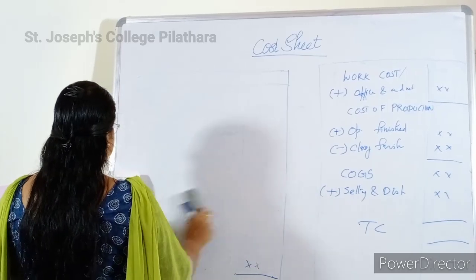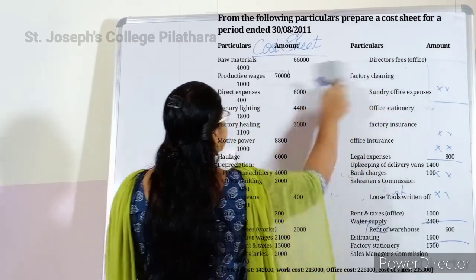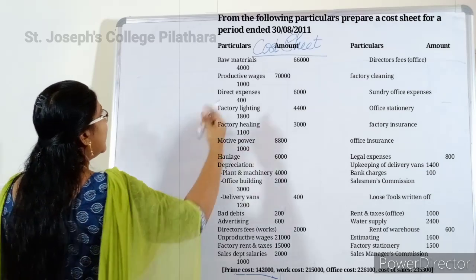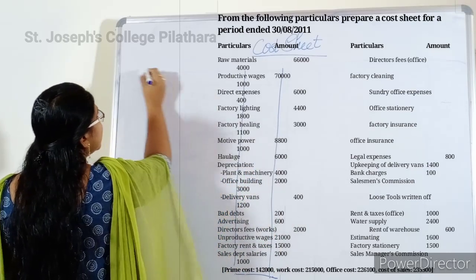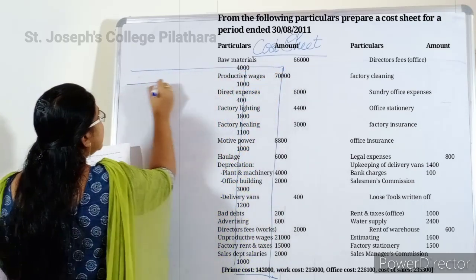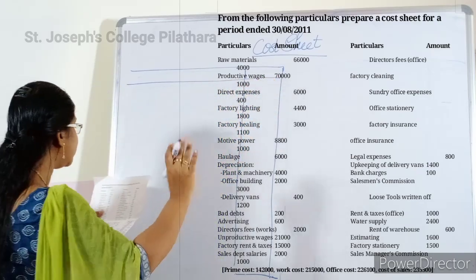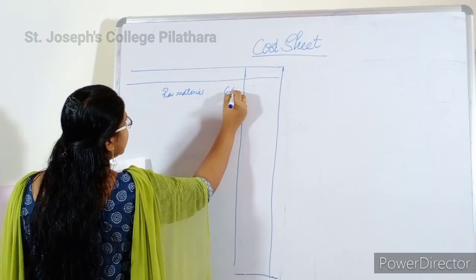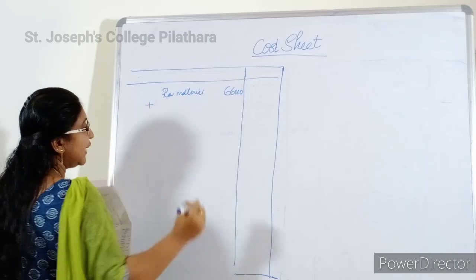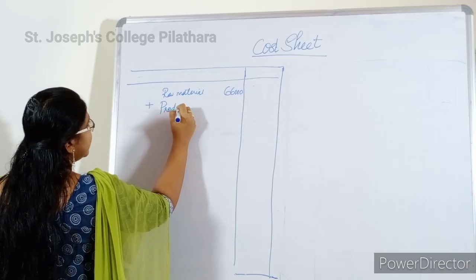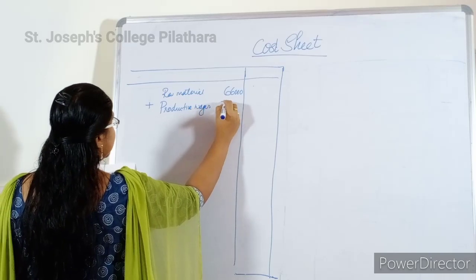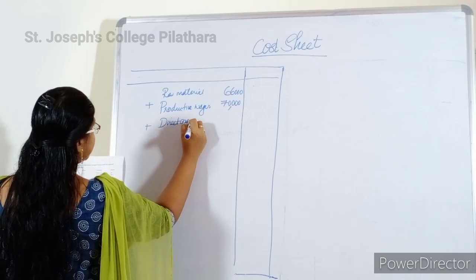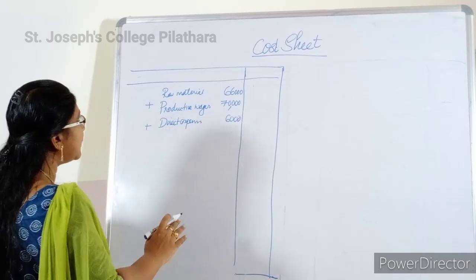It has been given in the question, preparation of the cost sheet for the period ended 30th August 2011. You can see raw materials are directly given. There is no opening and closing raw material in the question, so you need not include opening stock of raw material or closing stock of raw material. Only raw material is given, so we write raw materials 66,000. Add it in an inner column. Then productive or direct labor. It is given as productive wages, the wages given to the workers for the production work, 70,000. Then add direct expenses, also directly given in the question, 6,000. All this composes the direct element.